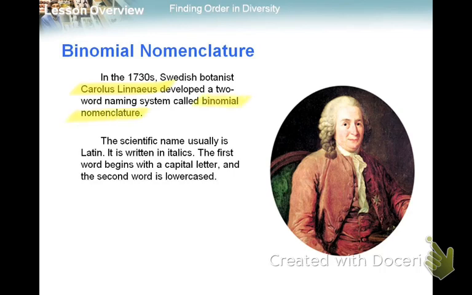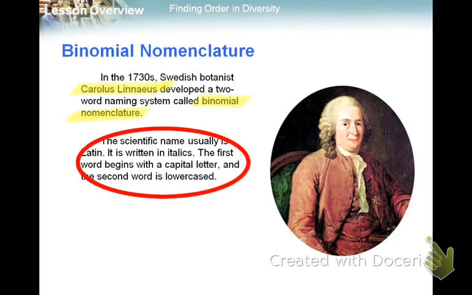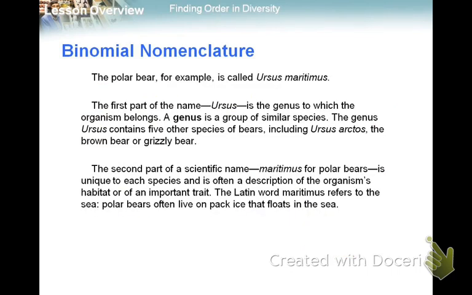The naming system is called binomial nomenclature. This is really important to know, how that is written. The scientific name is usually Latin, or it stems from Latin. It's written in italics, which is the version of the font that's kind of tipped to the side. If we're writing that in our own handwriting, you're going to underline it to indicate italics. The first word begins with a capital letter, and the second word is lowercase. Here's an example. Polar bear is Ursus maritimus.